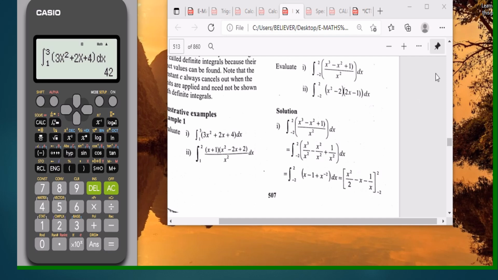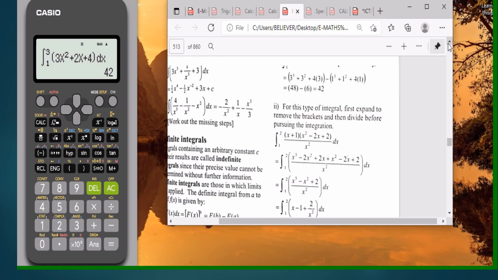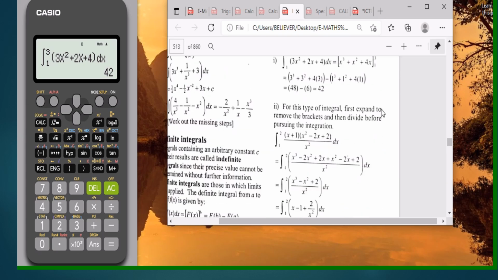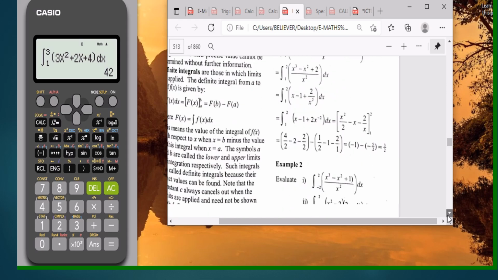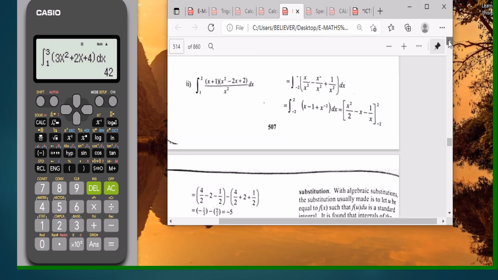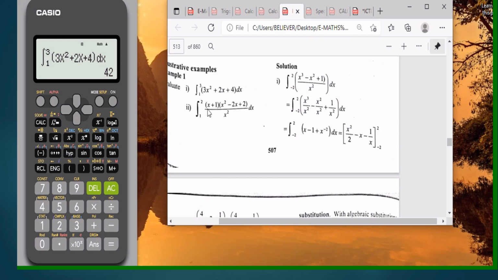So let's confirm from the solution. Alright, so it is 42. Alright, so we are correct over here. So let's consider the next question. The next question is this.